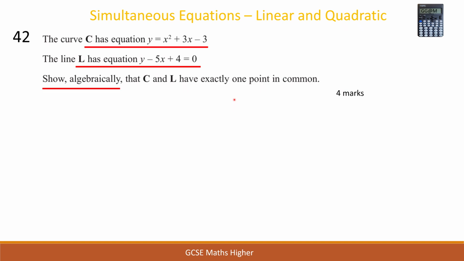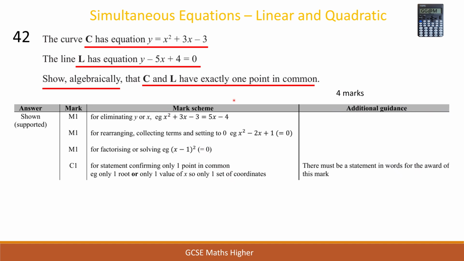Fantastic. So you can see the keywords are being highlighted here. And the answer was for solving and getting down to (x minus 1) squared equals 0. So it has one common point at 1. So that is your answer. This C1 means a communication mark for stating that you've got one common point and you've stated what that common point is. There is only one solution for x, which is the value of 1.